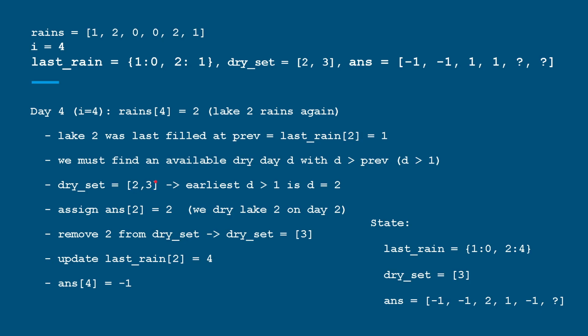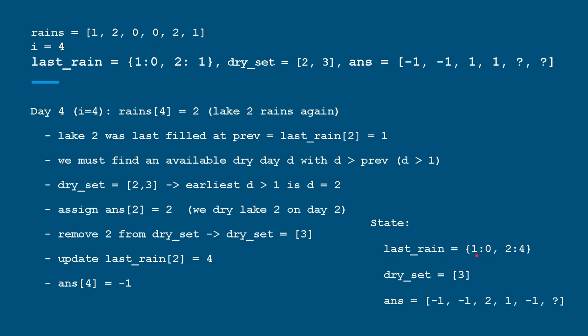from this dry set. So dry set at 2 means we'll say okay, at 2 we have to dry, meaning what we are trying to do, we'll assign answer at 2 equal to 2, because we have used this now, and we'll say we dry lake 2 on day 2, okay. So we will dry lake 2 on day 2, and we'll update the answer accordingly, okay. So we'll remove 2 from the dry set, now what is left is 3 because we have used this. So from 2, 3 it will be updated to 3 only, and now we have to update the last rain also, so you have to update this value also, okay. So the answer at 4 equals -1.